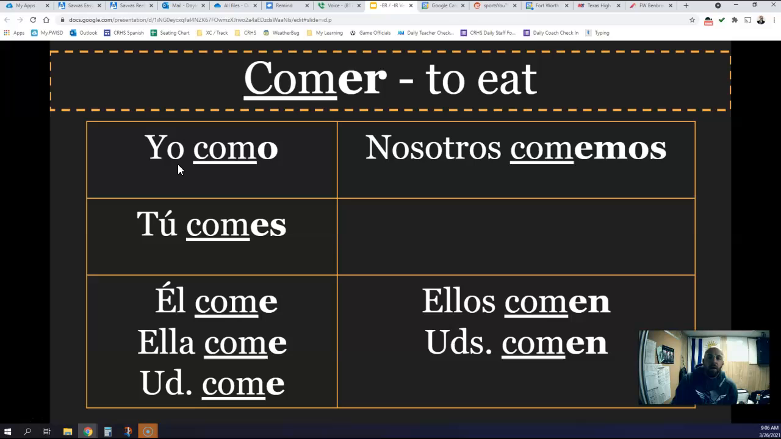So, repeat after me. Yo como. Tú comes. Él come. Ella come. Usted come. Nosotros comemos. Ellos comen. Ustedes comen.